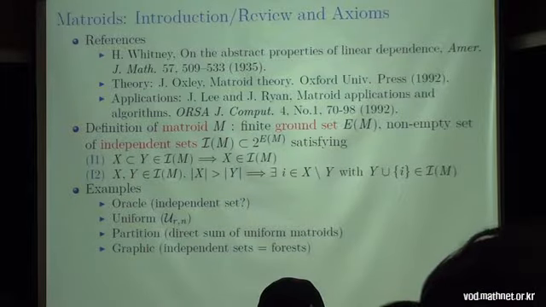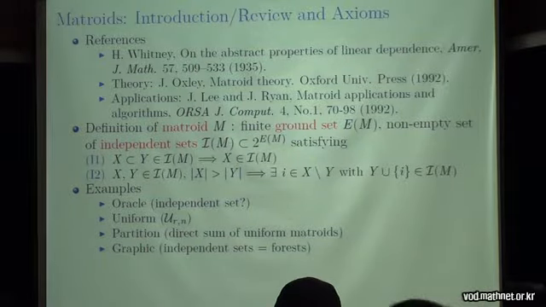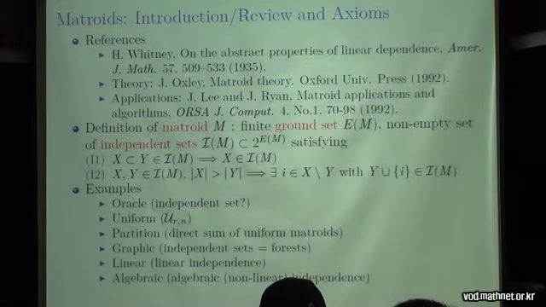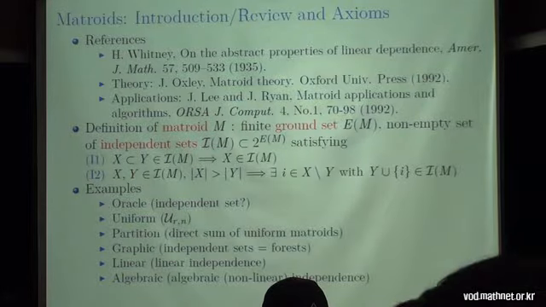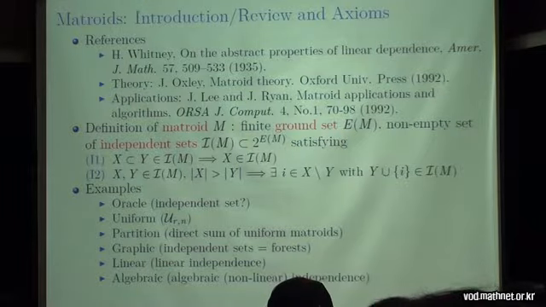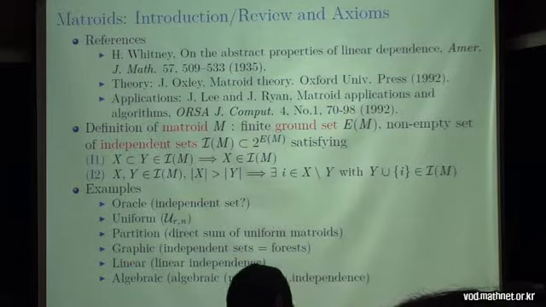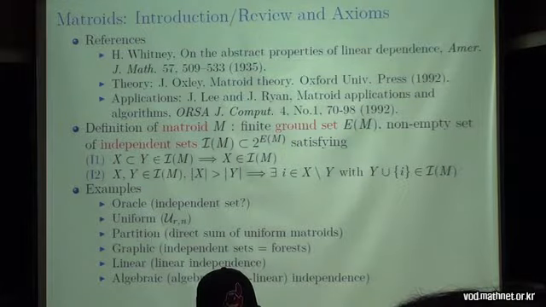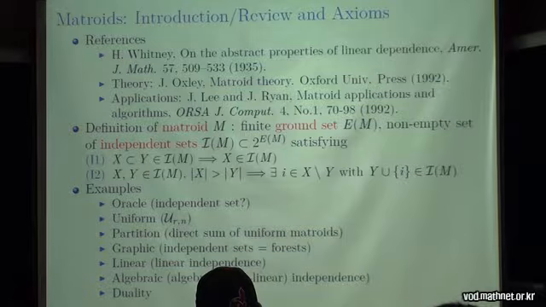I mentioned these graphic matroids that come from finite graphs where the independent sets are the acyclic sets, or the so-called forests of the graph. Linear independence. A really interesting example for mathematicians is algebraic independence. Maybe I won't even say what that is because most people probably don't care, but you can talk about whether numbers are algebraically independent, and this is a really interesting example. Then you get more matroids by duality. So there's a really nice duality principle.